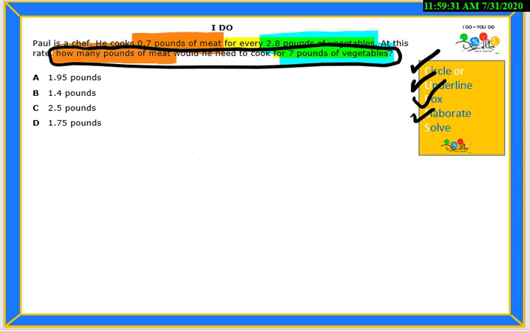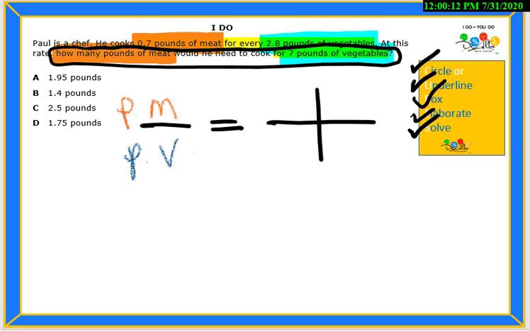Our final step is to solve the problem. I am looking for the number of pounds of meat if we have 7 pounds of vegetables. I will set up a ratio table, also known as a proportion box, comparing pounds of meat to pounds of vegetables. We have a ratio of 7/10 pounds of meat to 2 8/10 pounds of vegetables. We also have 7 pounds of vegetables.